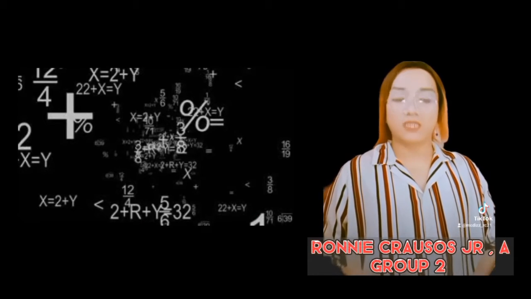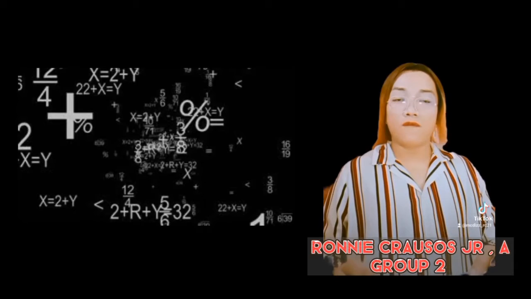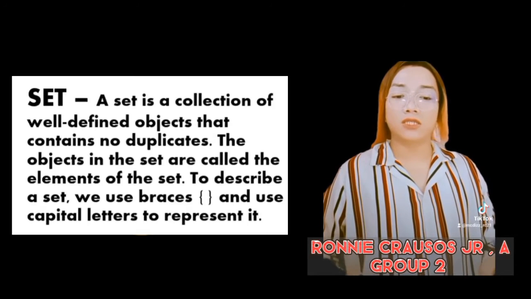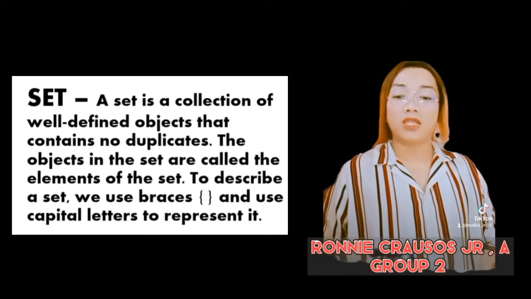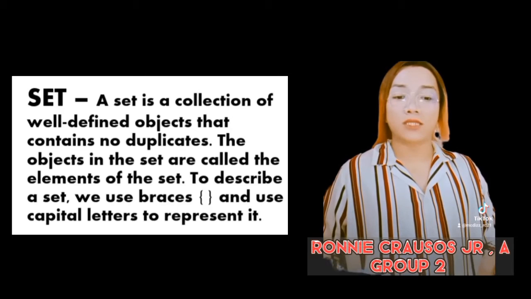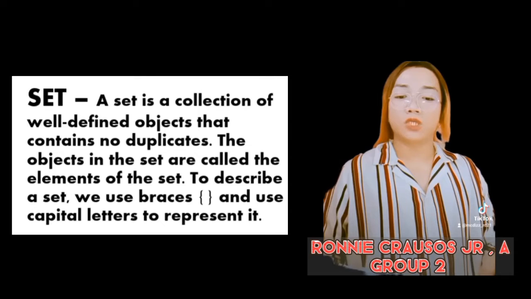The four basic concepts of mathematics from Group 2. First, set. A set is a collection of well-defined objects that contains no duplicates. The objects in the set are called the elements of the set. To describe a set, we use brackets and we use capital letters to represent it.